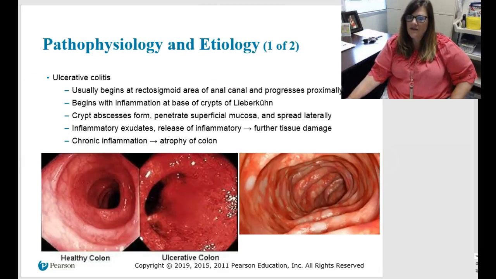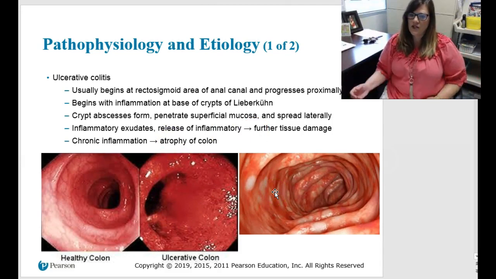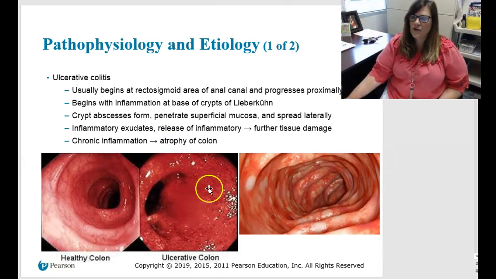And it's inflammation at the base of the crypts of Lieberkühn. This crypt causes these abscesses, and it kind of goes through the mucosa and spreads laterally. So there's kind of like these pussy exudates, and they release the inflammatory process, and then there's further tissue damage. And then after a long period of time, you can have atrophy of the colon. So this is a healthy looking colon. This is an ulcerative colon.